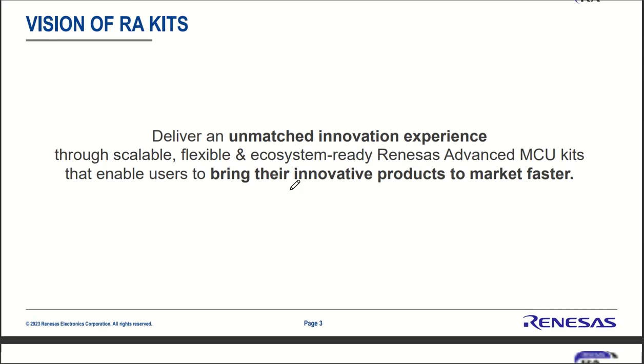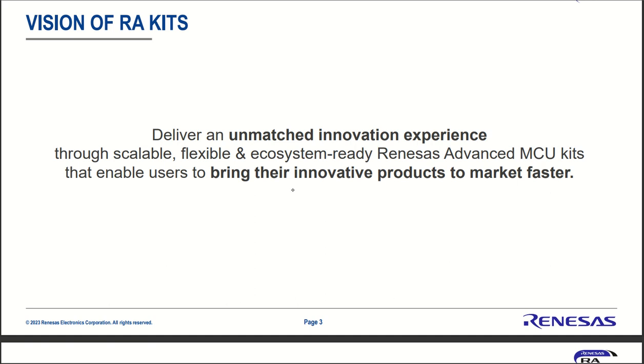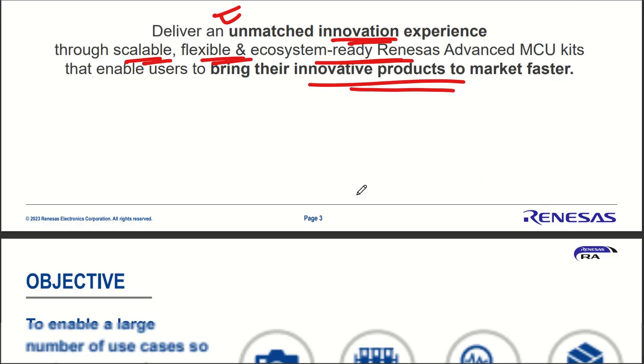Okay. Now, vision of RA kit is basically we have to deliver an unmatched innovation experience. So, if you want to innovate or if you want to do core research and development activities, this is going to be the best choice of development activities, through scalable, flexible, and ecosystem ready Renesas advanced microcontroller kits. It is going to enable all the users to take their innovative products to market faster. Okay, so this is the vision of this particular kit.